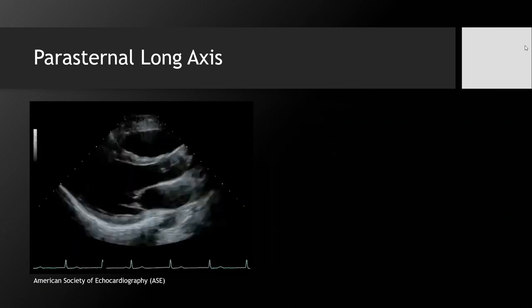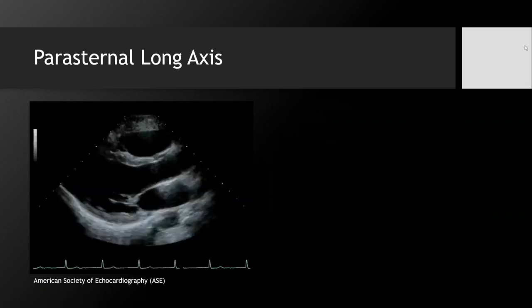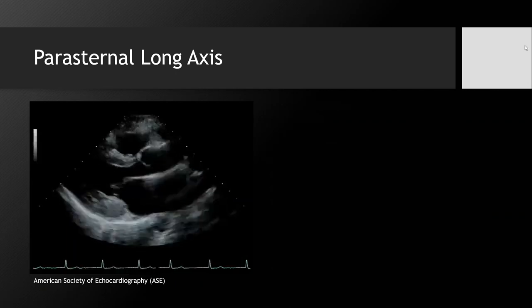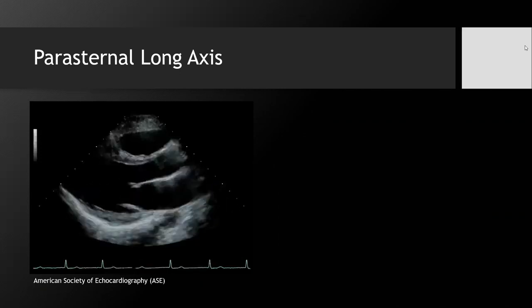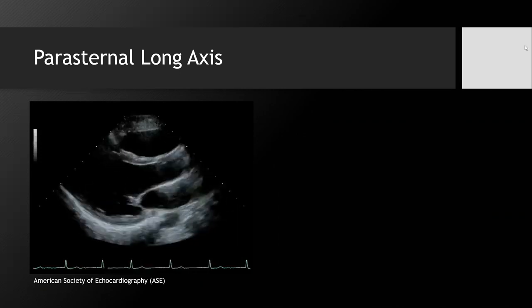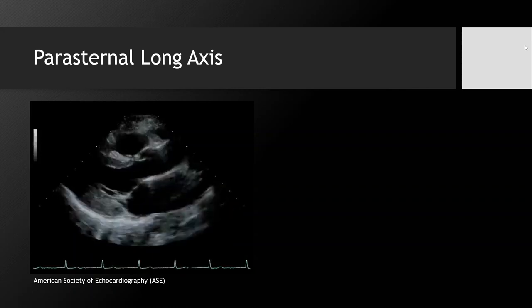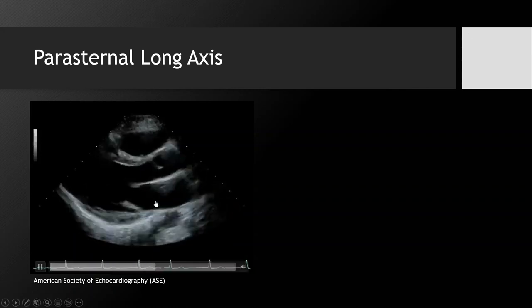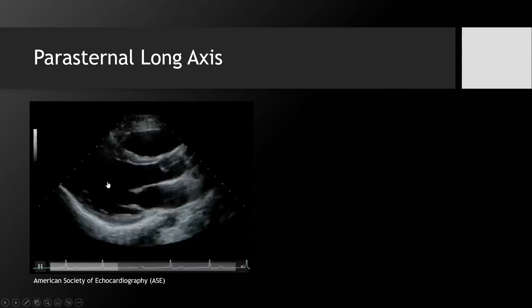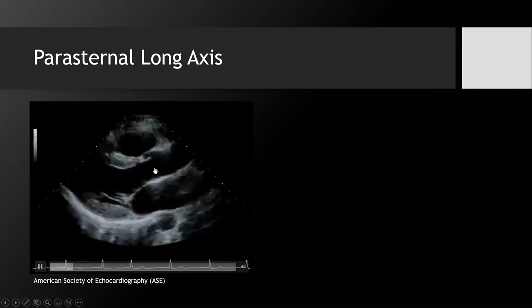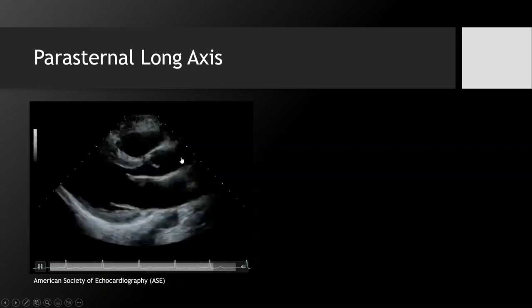So I want to begin by going through these views that we went through when we discussed the LV, but this time focusing on the RV and picking out what it is about the right ventricle that you can see at each of these views. So you'll remember that this is your parasternal long axis view. Over here you have the left atrium, left ventricle, aortic valve, LVOT.